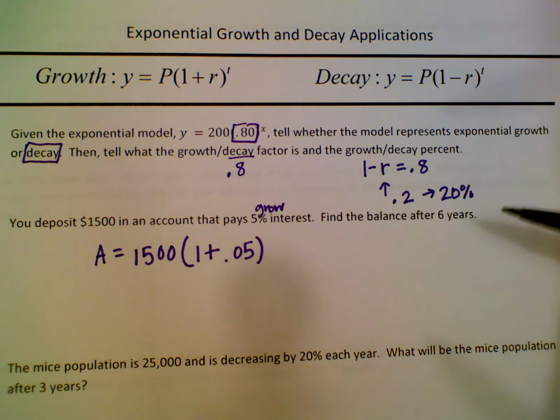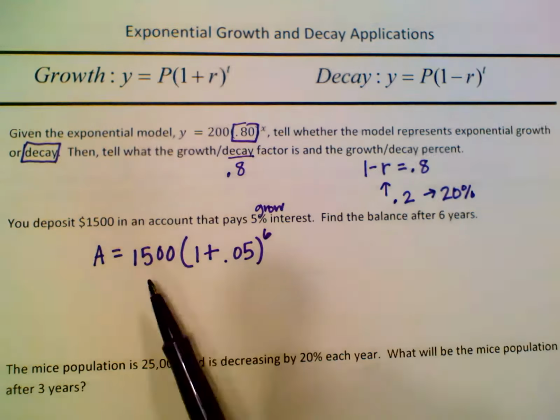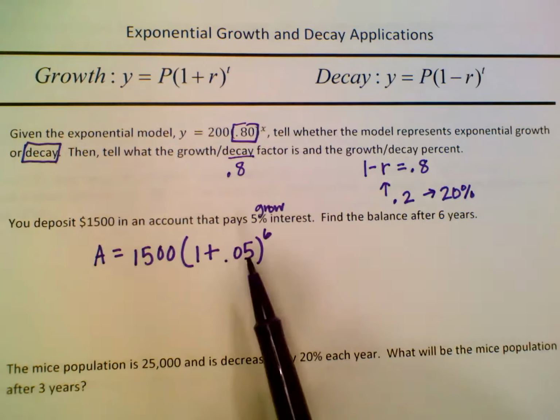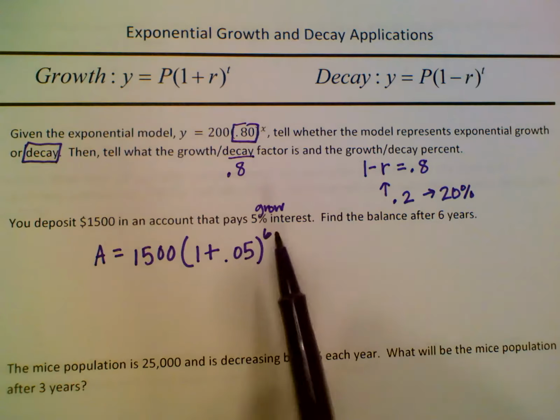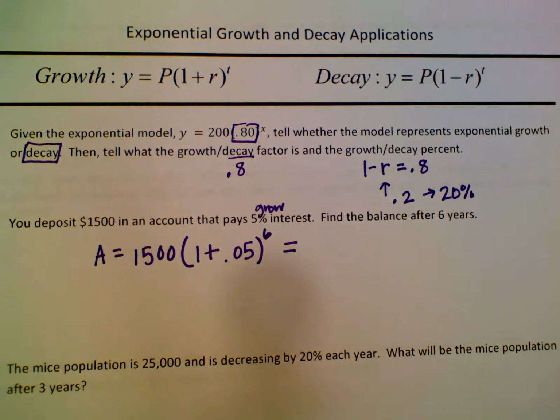And then it says find the balance after 6 years. So this is going to be raised to the power of 6. So what's going to happen is it's going to take this 1,500 and multiply it by 1.05 6 times. And at the end of the 6th time, that would be our final balance.